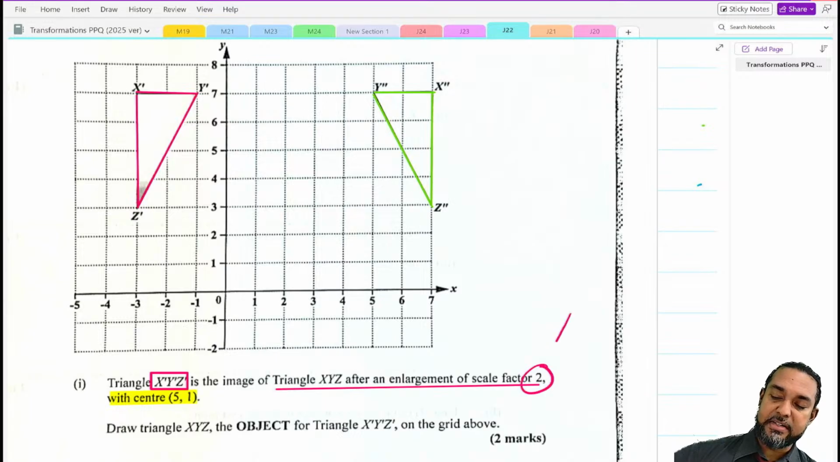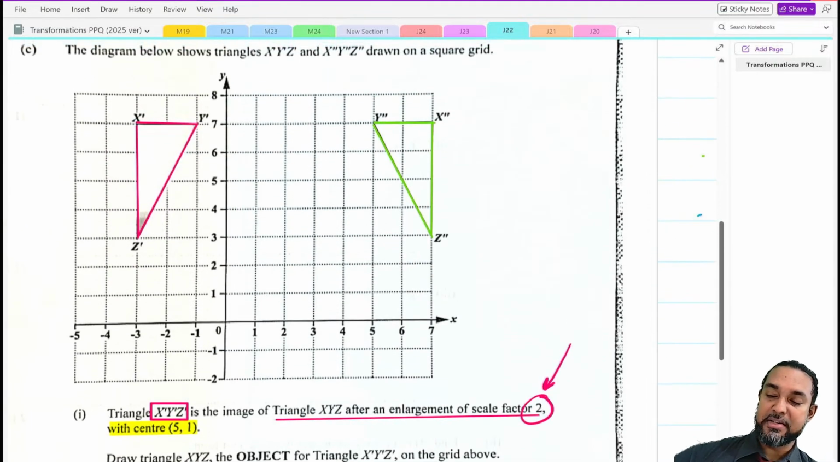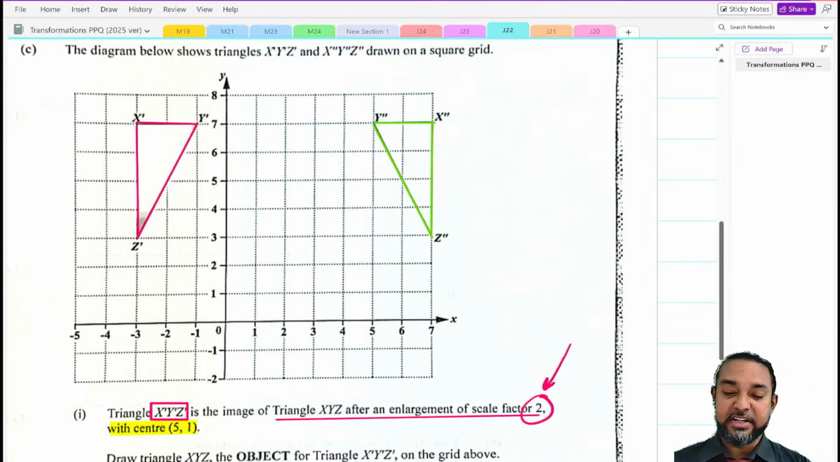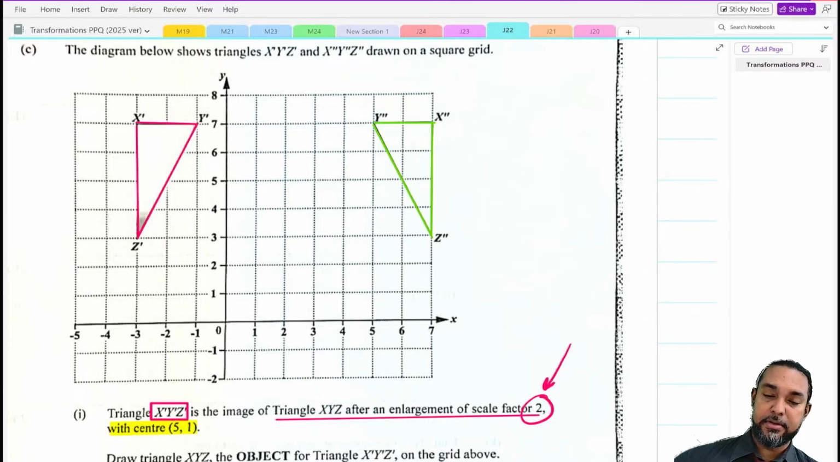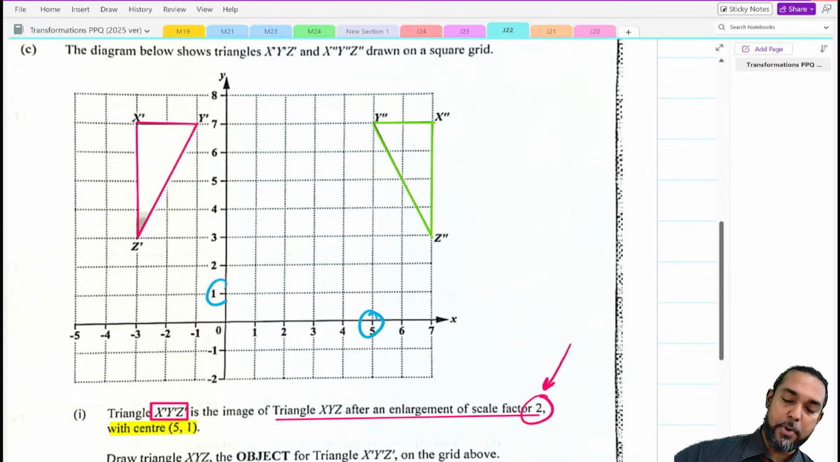Now, if the scale factor is positive, we're going to get a bigger image than the original object, right? So the object is the original shape that was then enlarged. So the pink item is the enlargement of the original shape. So what they're asking us to find is the original shape. Now, in the yellow that I've highlighted there, they gave us the center of enlargement. The center of enlargement is the point from which the enlargement starts. So it's 5 on the x, 1 on the y.